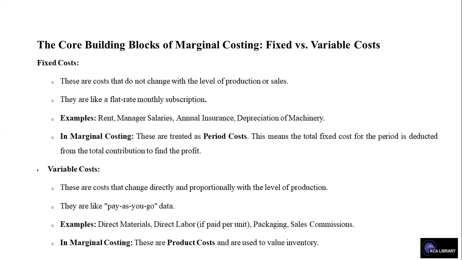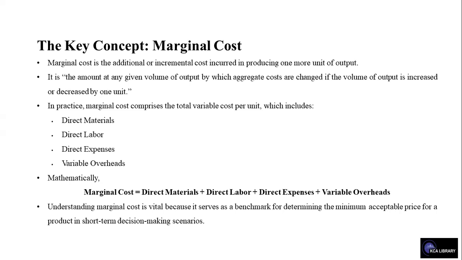And you see the difference between the fixed cost and the variable cost. One is fixed and one varies as the production process happens. And now we talk about having an understanding of the key concept of marginal cost. Yes, the marginal cost is the additional or incremental cost incurred in producing one more unit of output, and it is the amount at any given volume of output by which aggregate costs are changed if the volume of output is increased or decreased by 1 unit.